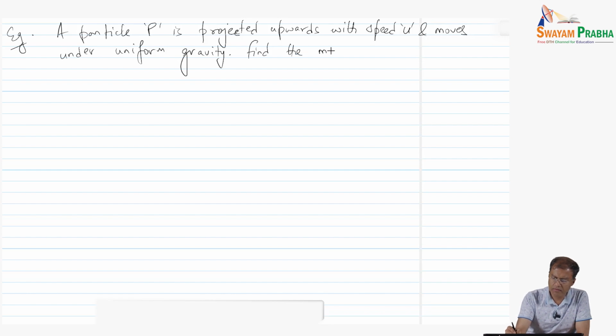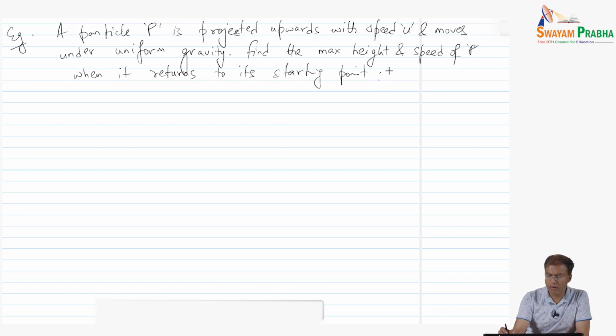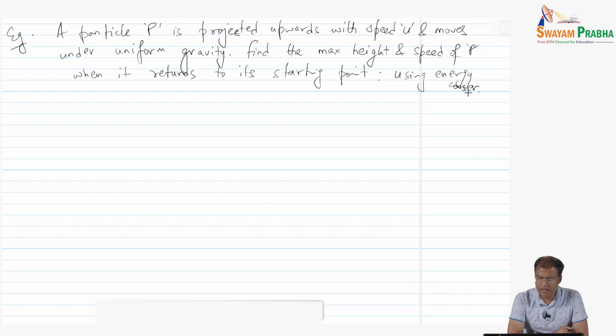We need to find the max height and the speed of the particle P when it returns to its starting point. Okay, this is the same problem, but we change it. We give a twist that we have to do this problem using energy conservation. So we redo this projectile problem using energy conservation.